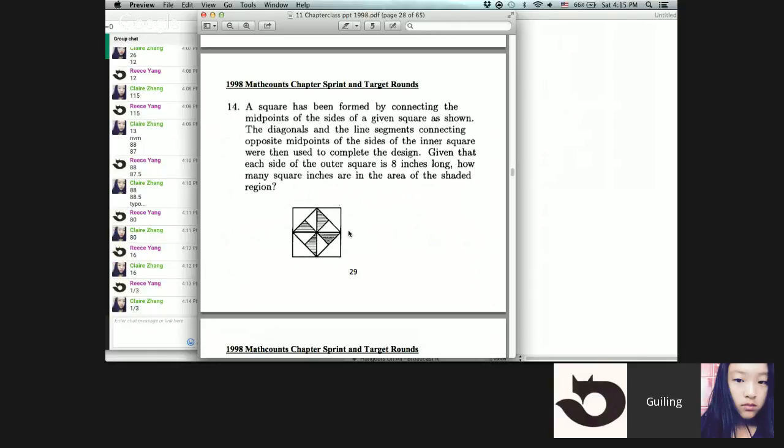Okay, a square has been formed by connecting the midpoints of the sides of a given square as shown. So given that each side of the outer square is 8 inches, how many square inches are in the area of the shaded region?